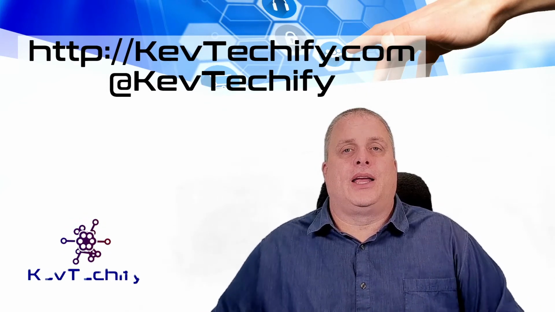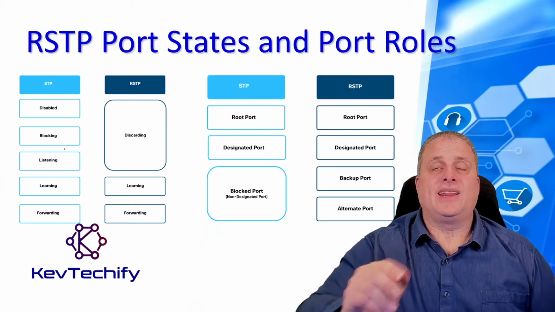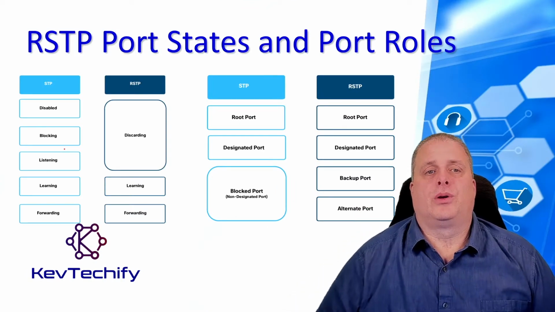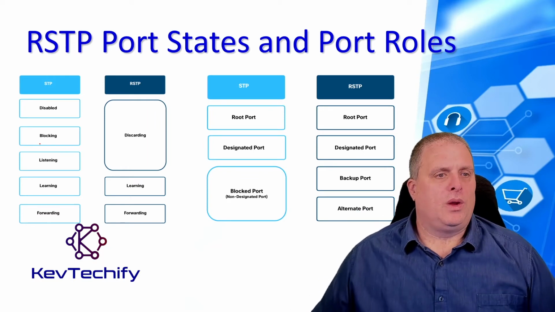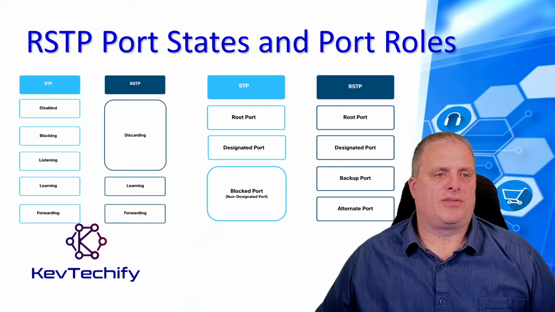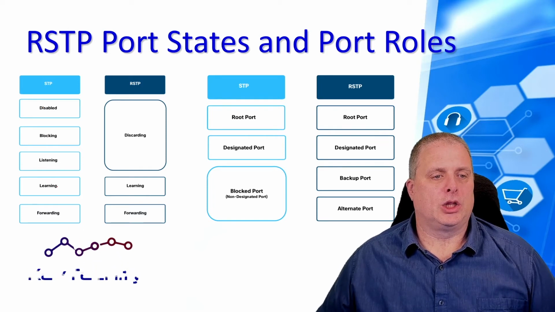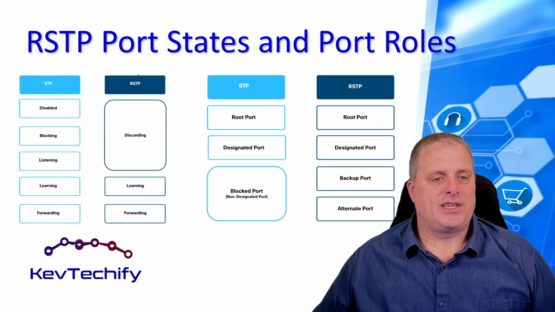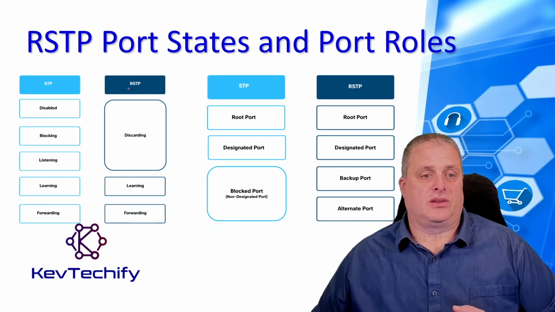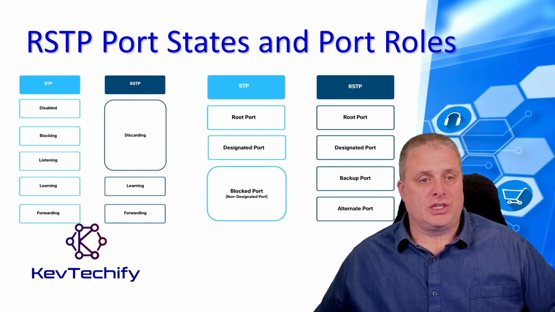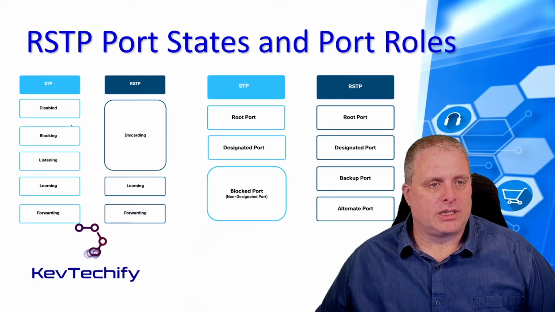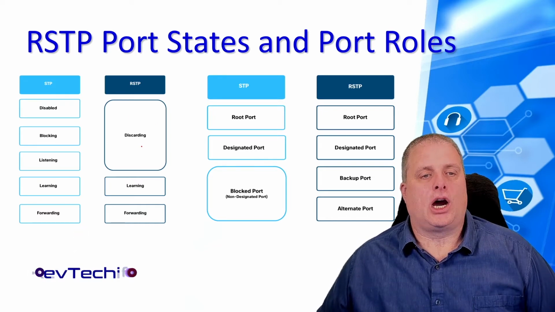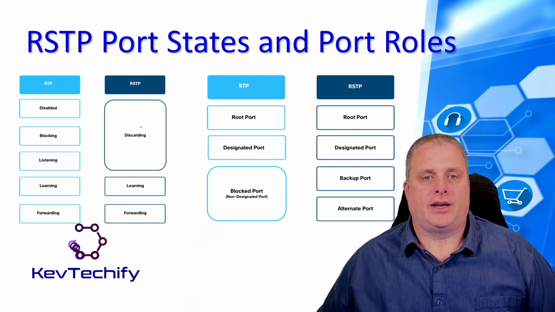Looking at RSTP, the Rapid Spanning Tree Protocol, port states and port roles. In normal STP, we have 5 states: disabled, blocking, listening, learning, and forwarding. In rapid spanning tree, we only have 3 states. The learning and forwarding are still the same, but in rapid spanning tree, we've combined the disabled, blocking, and listening states all into a discarding state.